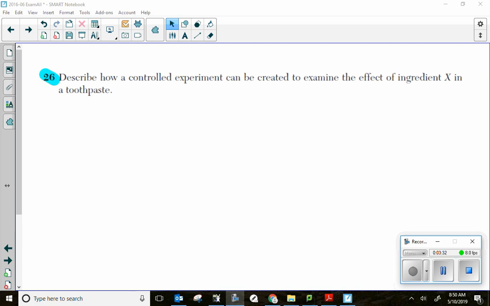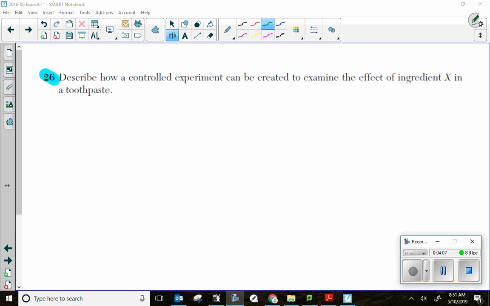Number 26. Describe how a controlled experiment can be created to examine the effect of ingredient X in toothpaste. This is just common sense. These first 2 questions are a breeze. Let's look at this. Describe how a controlled experiment, so an experiment that I can control, can be created to examine the effect of ingredient X in a toothpaste.